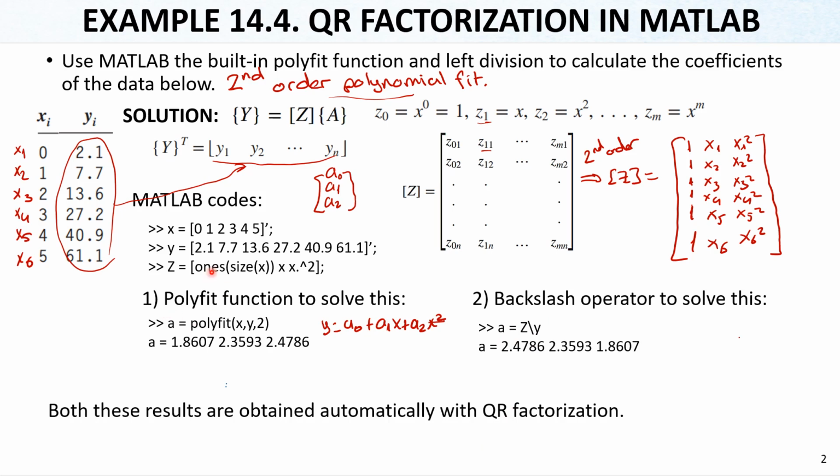In polyfit, on the other hand, you don't need to build this Z matrix. It automatically does it inside polyfit to solve it. So this is much easier actually. Just enter the data and solve it. But if you want to use backslash, you need to generate the equation system, then solve it to get the coefficients for this second order polynomial fit.